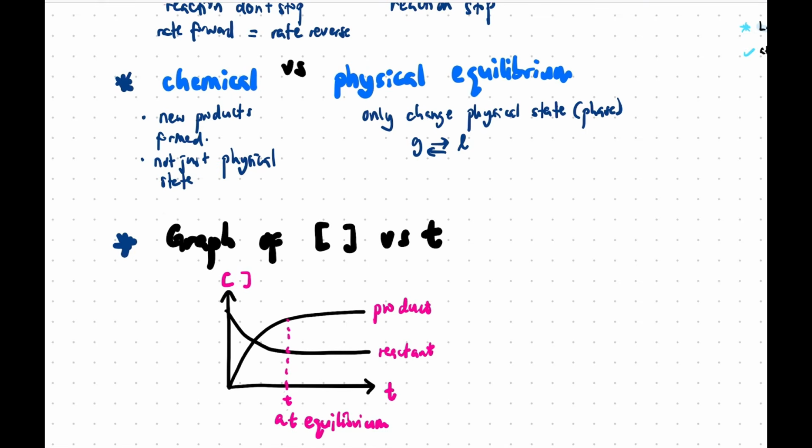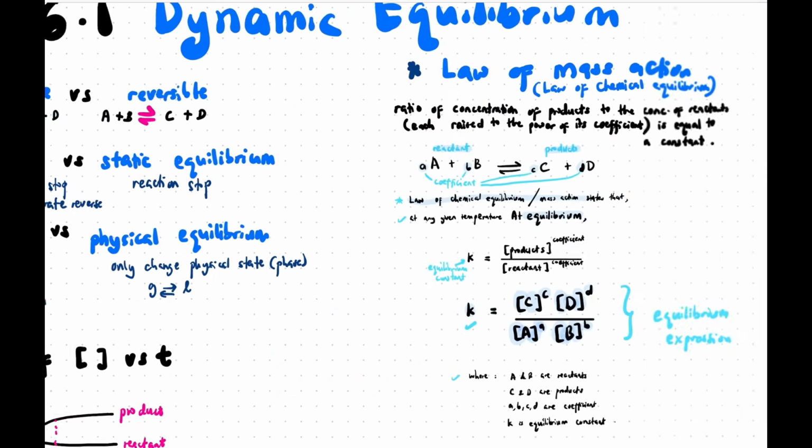Alright, the next part adalah kena tahu sketch the graph of concentration versus time, in which over time concentration of reactant akan berkurang sementara concentration of product akan naik, and after certain times dia akan capai equilibrium, so the concentration akan jadi constant, tidak berubah.